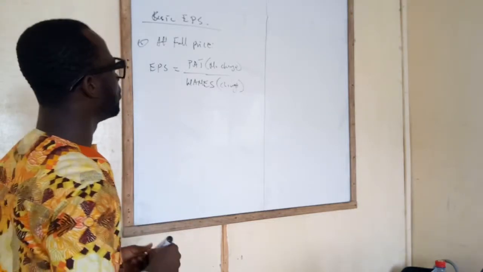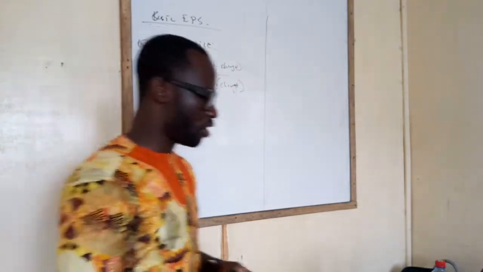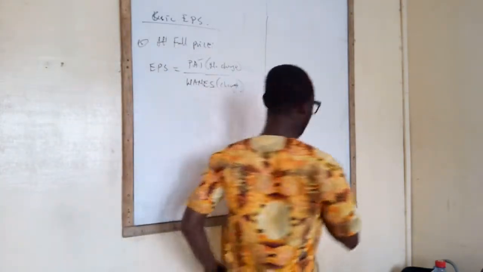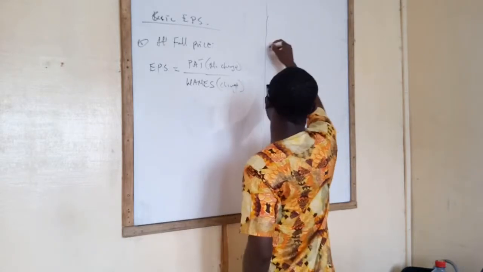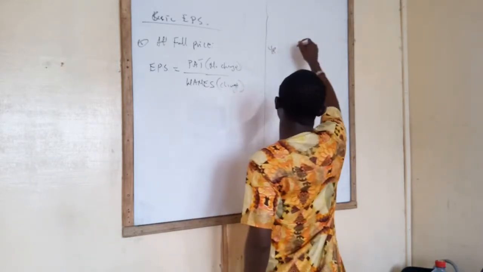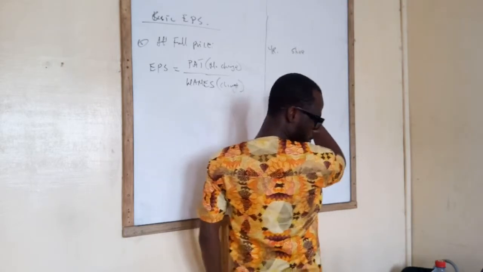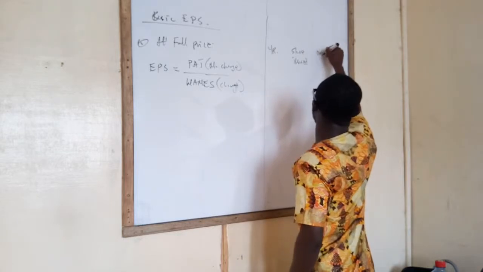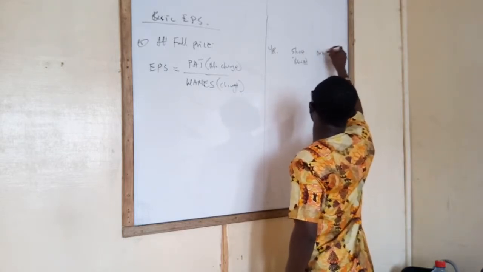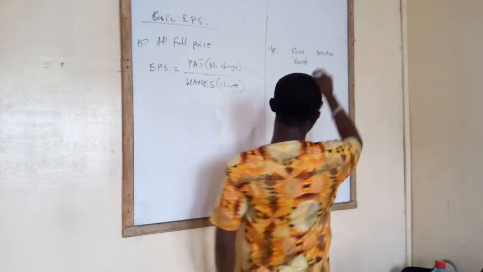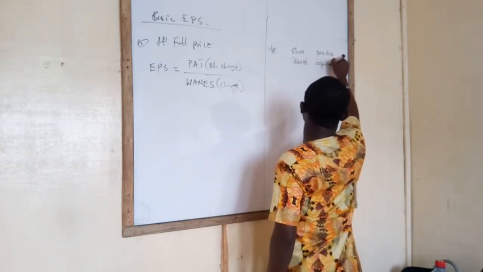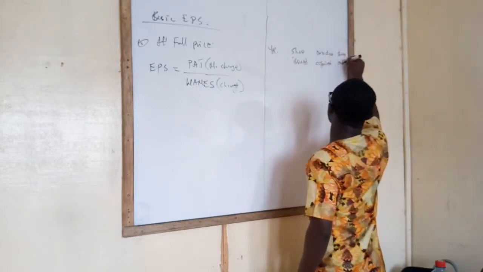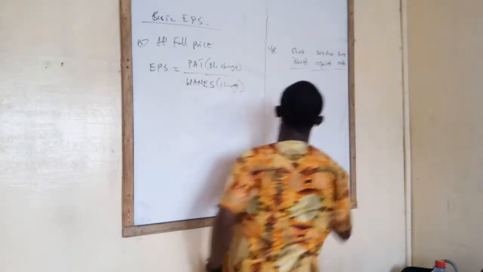So in that scenario, how do we calculate the weighted average number of equity shares? So let's take a scenario and look at how we go about it. We're going to put year here, shares issued here, shares acquired, and then you have shares outstanding. So three columns.